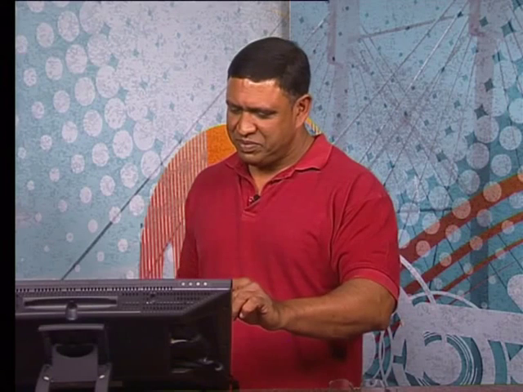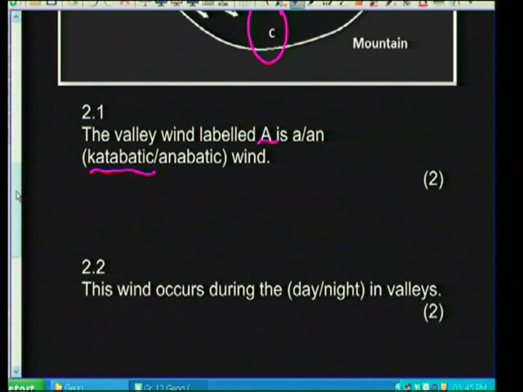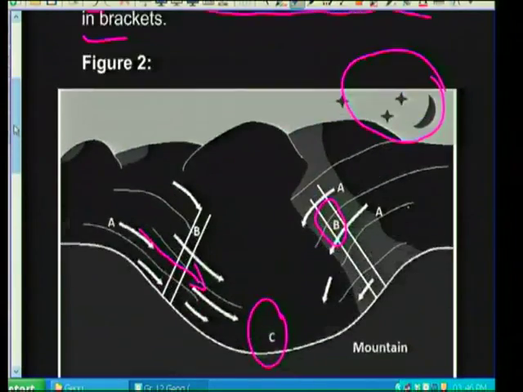Let's look at the questions then. The valley wind labeled A is katabatic or anabatic. And again, if we use the source material, we already worked out the answer. We know already it's katabatic. Okay, let's look at the next question, question 2.2. It says, this wind occurs during the day or night in the valley. And already, by studying the source material, we've already worked it out.